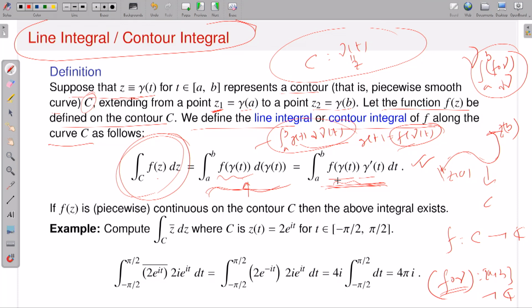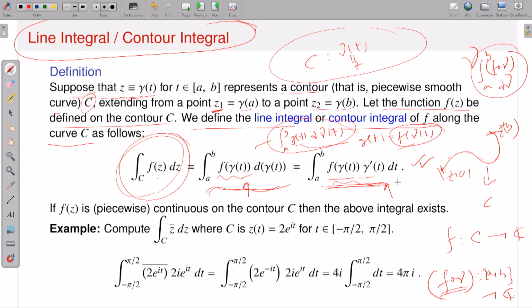That means this is the same as the integral from a to b of f of gamma t times gamma prime t dt. So now if I give some kind of problem, say, calculate the contour integral, suppose this is your contour, then what do you have to do? First, if I give a contour, you have to find the corresponding parameterization. That is very important. First you get the parameterization, then you just calculate this integral because your f is known.